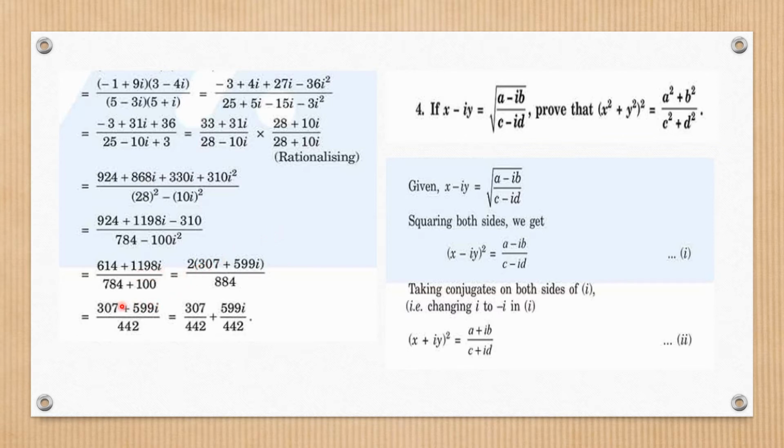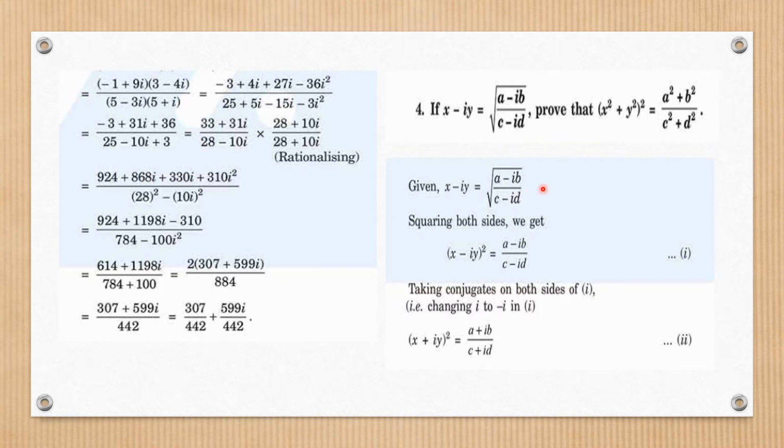I'll get this reduced form, and separating in a + ib form, it is 307/442 + 599i/442. Number 4 is: if x - iy = √((a - ib)/(c - id)), prove that (x² + y²)² = (a² + b²)/(c² + d²).